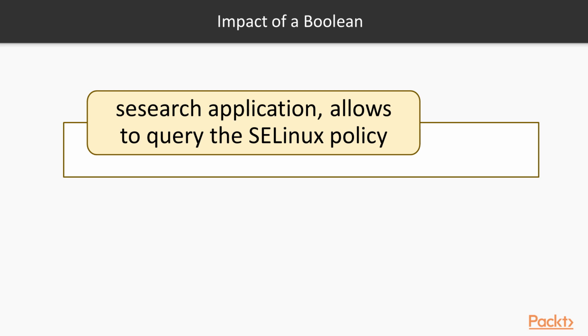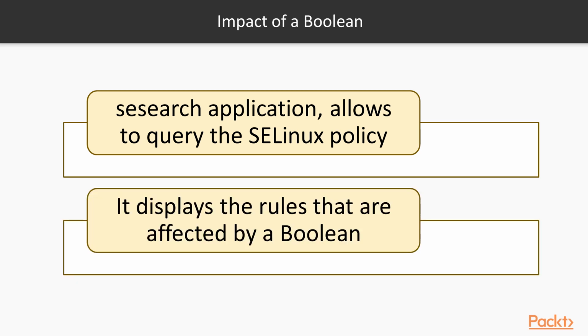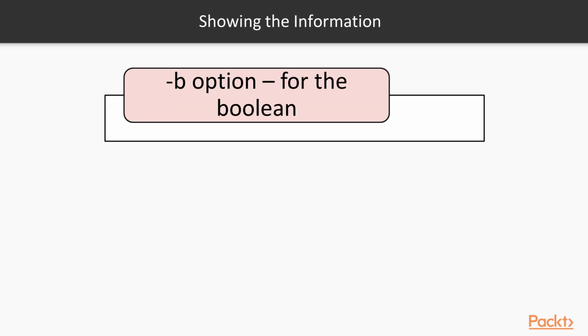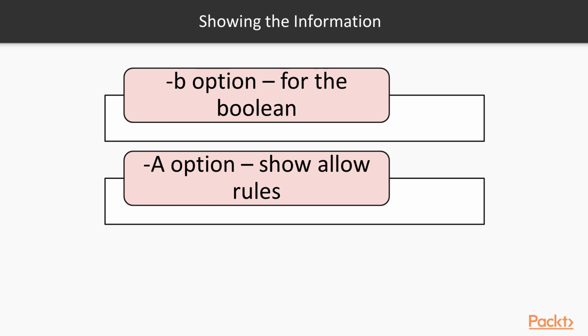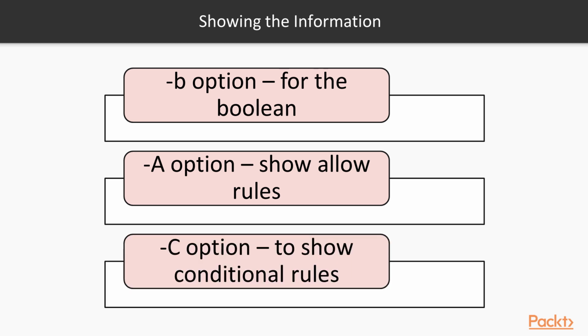Now let's see how to inspect the impact of a Boolean. To find out what policy rules a Boolean manipulates, the description usually suffices, but sometimes we might want to know which SELinux rules change when a Boolean is toggled. With the sesearch application, we can query the SELinux policy, displaying the rules that are affected by a Boolean. To show this information in detail, we use the -b option for the Boolean, -A option to show allow rules, and -C option to show conditional rules.